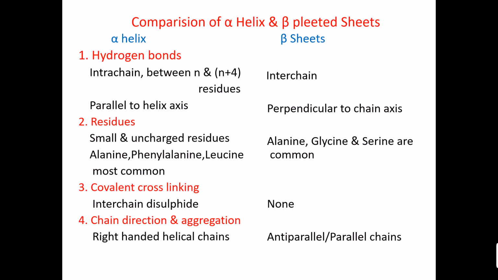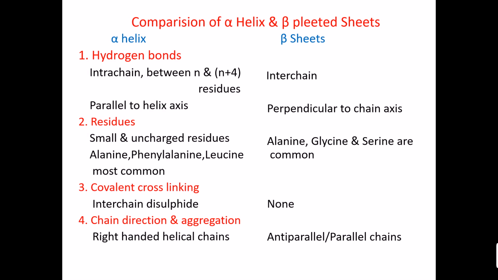In alpha helix the hydrogen bonds are parallel to the helix axis, and in beta sheets they are perpendicular to the chain axis. Now about amino acid residues: they are small and uncharged in alpha helix. Alanine, phenylalanine, and leucine are most common. In beta sheets, alanine, glycine, and serine are common.